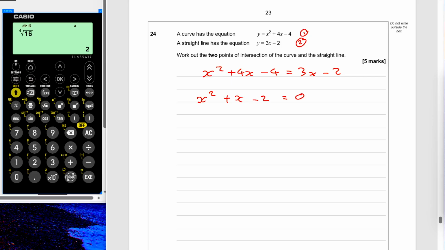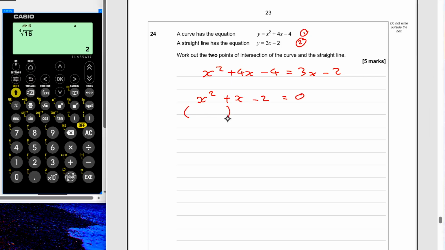Okay, and this one factorizes nicely. So for two things to multiply together to minus 2 and add together to be 1, we've got to have x plus 2 and x minus 1. So that gives us two values for x, either x is equal to minus 2 or x is equal to 1.